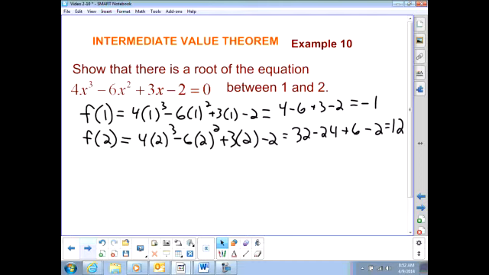So this is where the intermediate value theorem comes in. We have a polynomial. We know polynomials are continuous everywhere. So that satisfies the continuous part. We've got a closed interval from 1 to 2, those being x values from 1 to 2. And we know f of a, our f of 1, is negative 1, and f of b, our f of 2, is 12. By the intermediate value theorem, we then know the function must take on every y value in between negative 1 and 12.